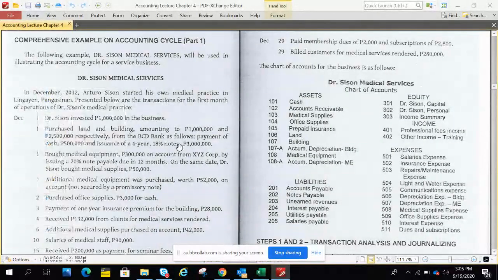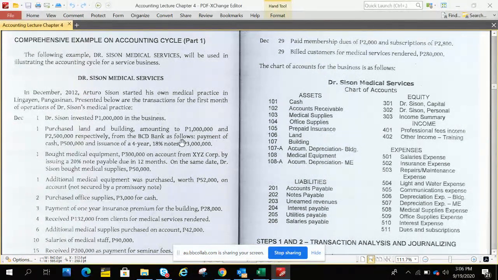purchased land and building amounting to 1 million pesos and 2,500,000 respectively. From the BCD Bank as follows. Payment of 500,000 in issuance of 4-year, 18% notes amounting to 3,000,000 pesos. So, bumili daw tayo ng land na 1 million pesos. Building, 2,500,000. And, anong pinambayad natin? Nagbayad tayo ng cash, 500,000 pesos. Magkano lahat yun? 3.5, di ba? 1 million plus 2.5, we have 3.5. So, yung 500, cash pinabayad natin.